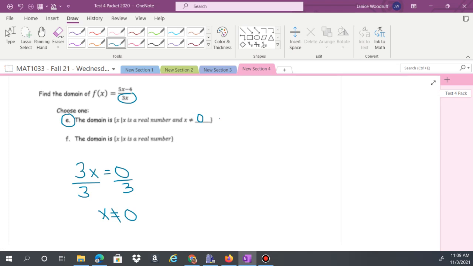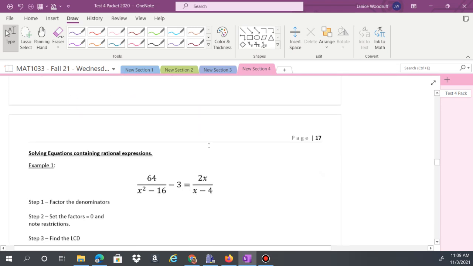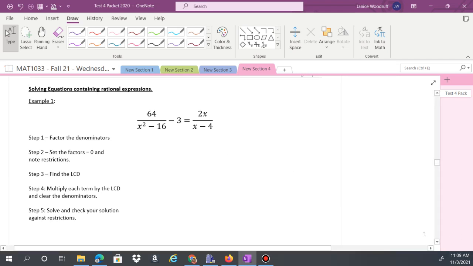Now it is important to note those restrictions because we are going to be solving these problems. And sometimes when we solve the problems, we're going to get a value that is a restriction, in which case we would then have to throw it away. All right, so solving equations.